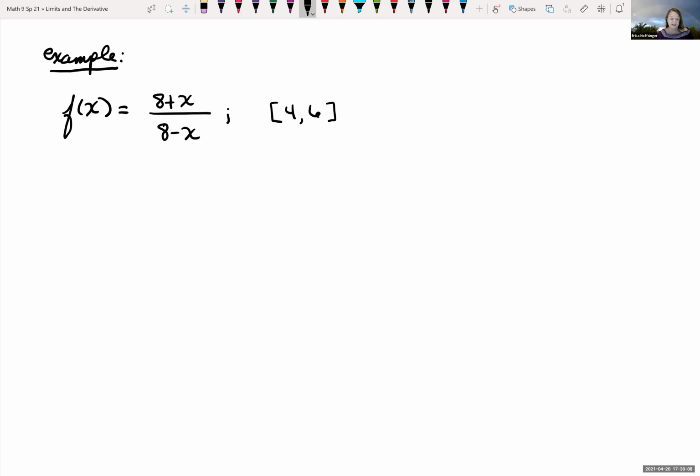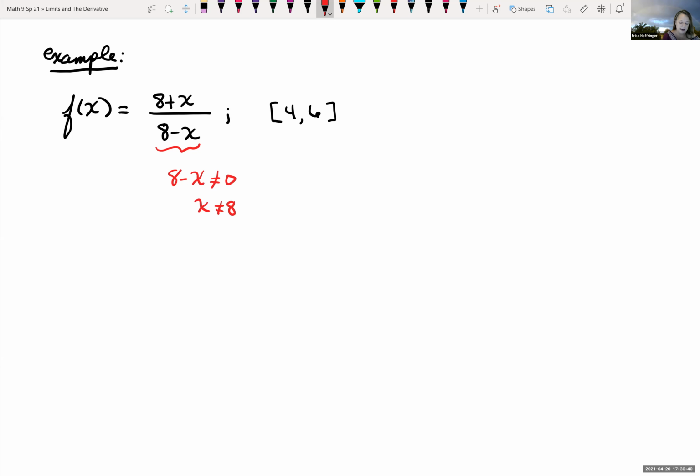So first of all, we have to make sure that the theorem would work, that there is for sure an absolute max and an absolute min on here. This is a rational function, so you have to worry about your domain. We have to worry about values which set our denominator equal to 0 because it's undefined there. So 8 minus x cannot equal 0. If I solve for x here, x cannot be 8.